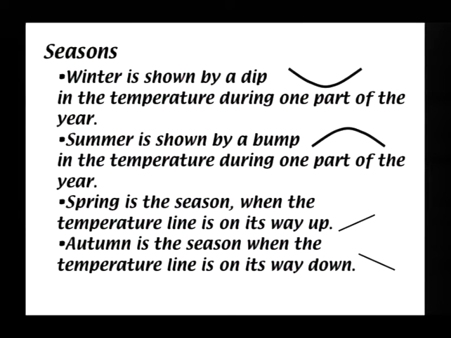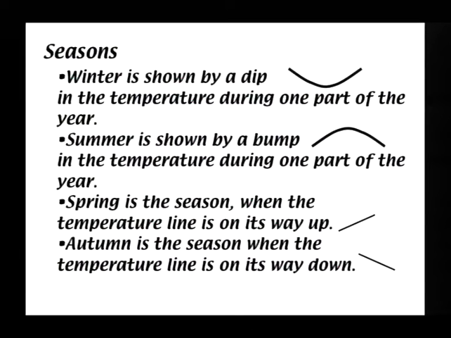Summer is actually shown by what we call a bump. And the symbol represents that in the temperature during one part of the year. Spring is the season when the temperature line is on its way up. And autumn is the season when the temperature line is on its way down.